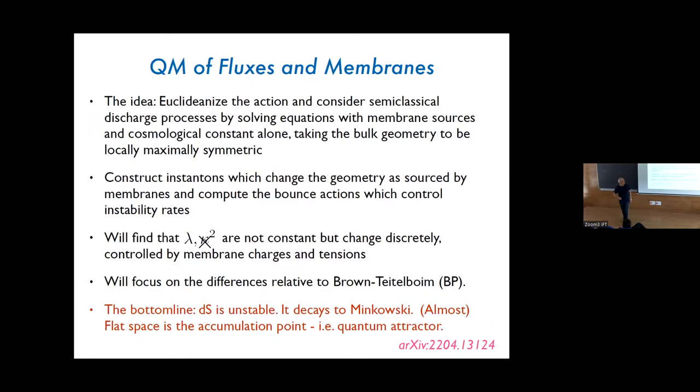So I'll start with this. Now, what's the strategy here? Ignore real cosmology for now. Imagine that the universe is basically a locally maximally symmetric de Sitter space of radius, Euclideanize the action, Euclideanize geometry, and simply study the nucleation processes by constructing instantons, which is really the semi-classical limit of quantum gravity, essentially following what was set in motion by Coleman and also later by Brown and Teitelboim.